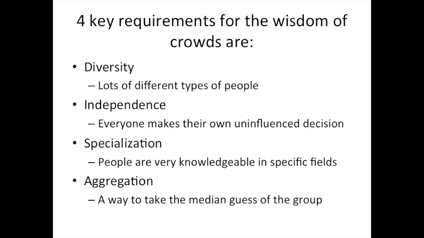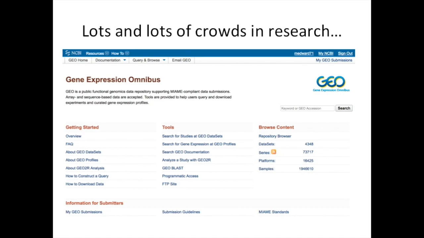And then aggregation. How do we take all these guesses and find the middle? And with science, with these studies that we look at, gene expression is perfect, right? Fold change, right? I can take the average fold change of all these different studies. We can basically get all this information and boil it down to one number. Okay. So why the heck would I want to do this?